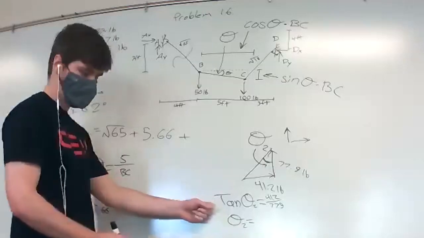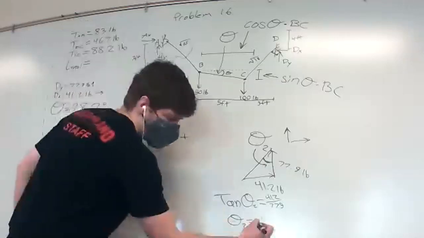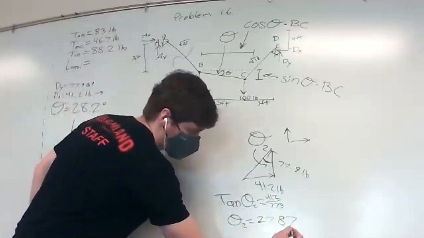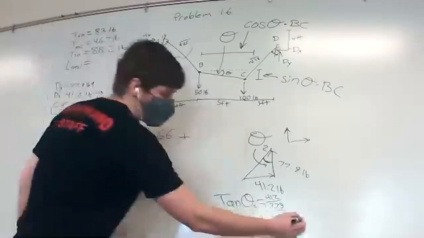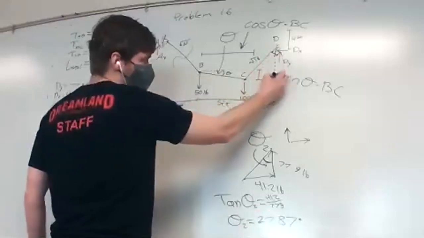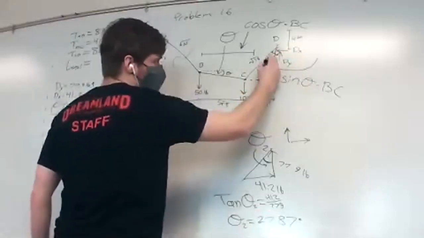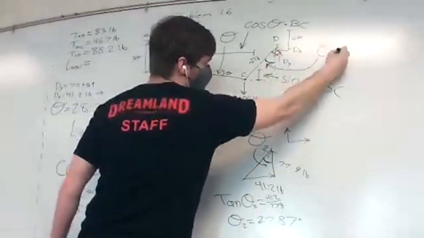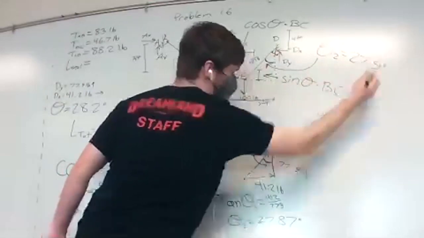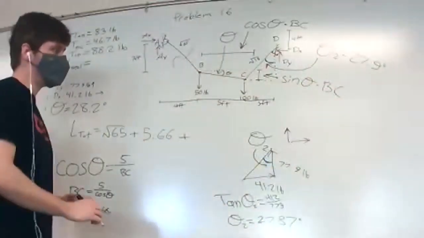Inverse tangent gives 27.87. So what we have done by finding 27.87 degrees is that we have said that this angle here is theta 2, equal to 27.9 degrees.